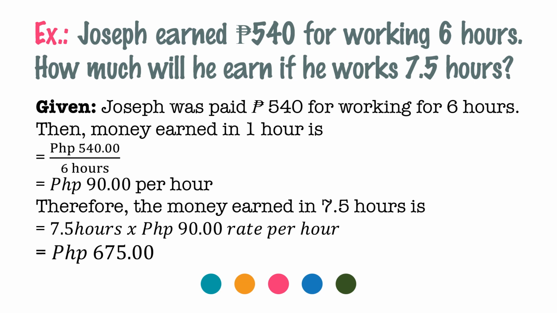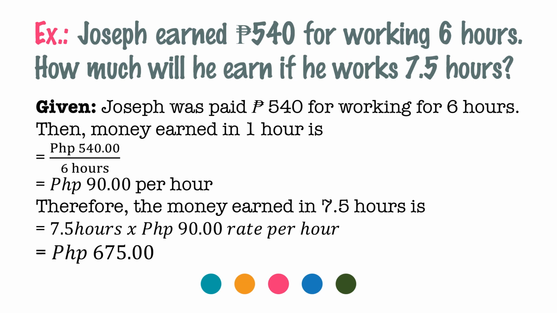To solve, we are looking for the amount of money Joseph will earn after working 7.5 hours. So, we are given that Joseph was paid 540 pesos for working 6 hours. We compute the hourly rate. So, the money earned in an hour is computed by 540 pesos divided by 6 hours. So, that means that Joseph earns 90 pesos per hour. Therefore, the money earned in 7.5 hours is, what we do is we multiply 7.5 hours by the hourly rate of 90 pesos. We will be getting 675 pesos.